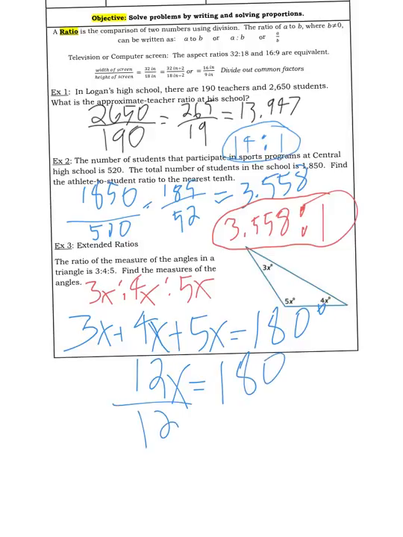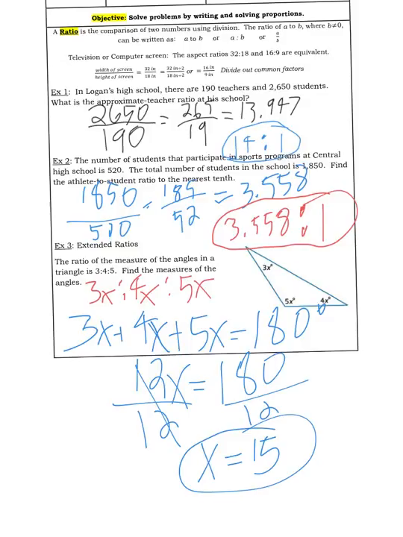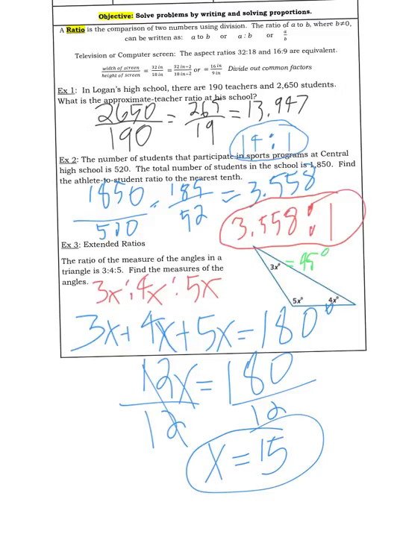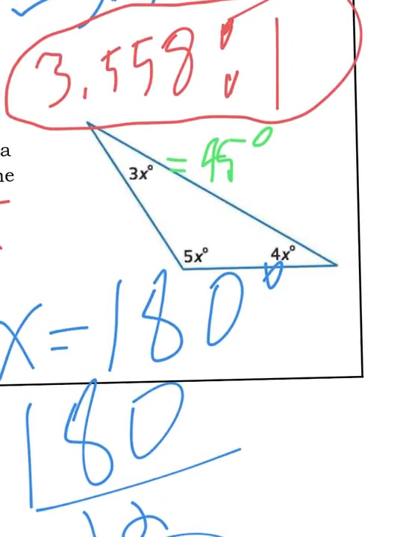Cool, what's 180 divided by 12? Looks like 15. Okay, so what did each angle measure? What's 3 times 15? 45 degrees. What's 4 times 15? That's 60 degrees. What is 5 times 15? That's 75 degrees. I'm going to fix this one, 45 degrees.